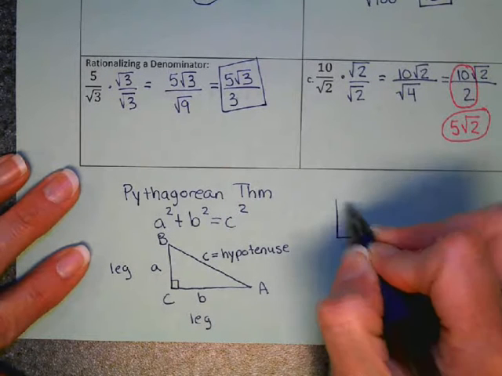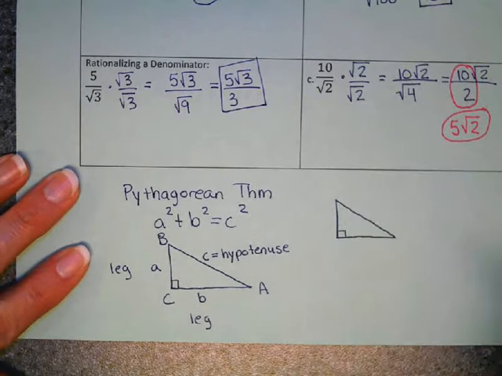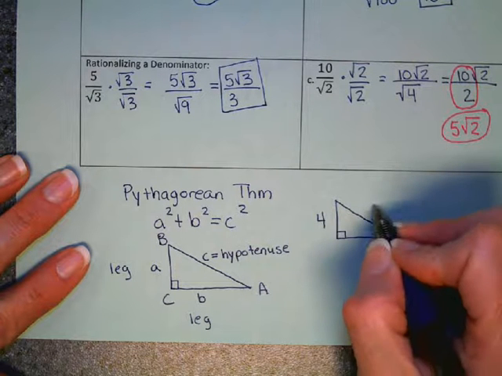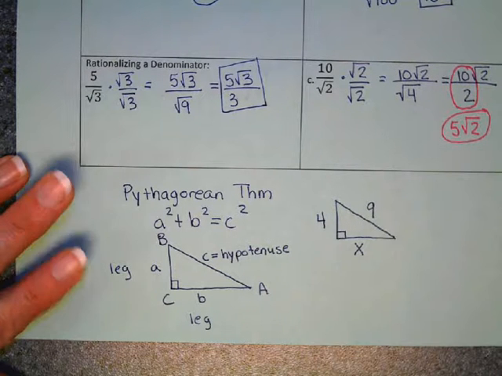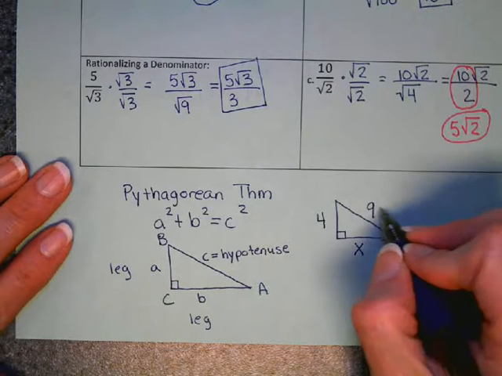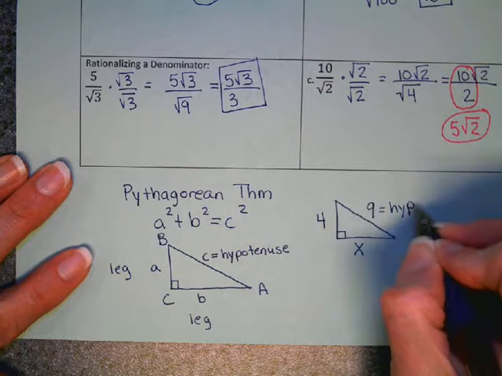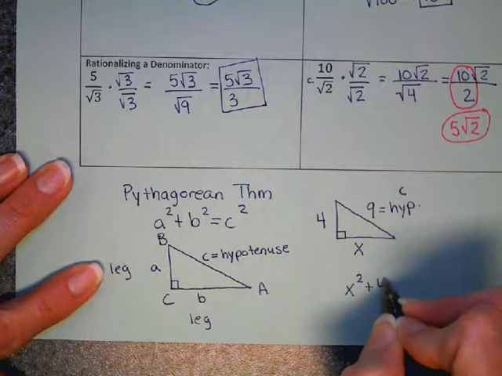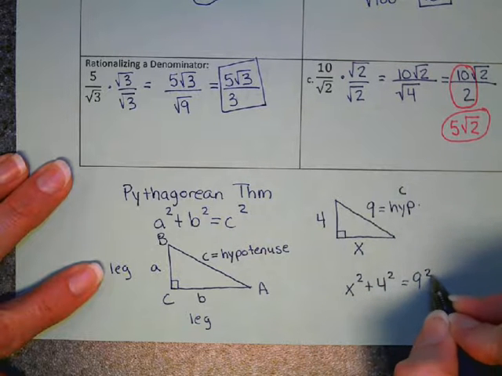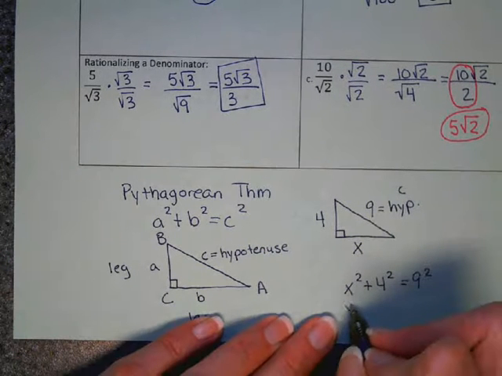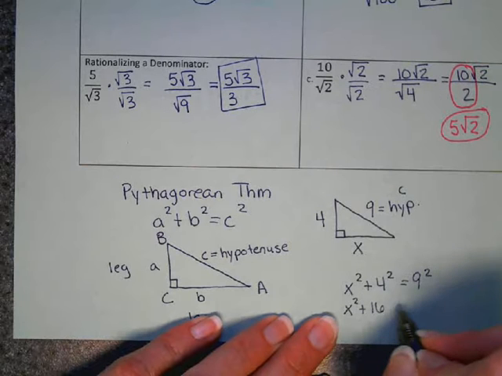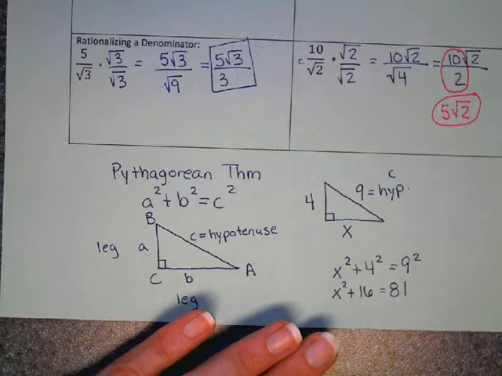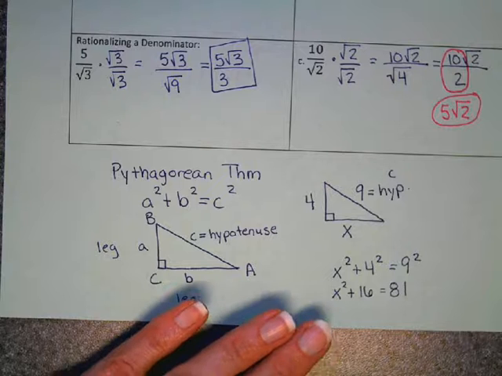So we'll say we have 4, 9, x. So if you want to find this, the 9 is your hypotenuse, or your c. So you're going to do x squared plus 4 squared equals 9 squared. You'll square them individually. On this one, I would have to subtract the 16 to the other side. And then we would want to square root it.